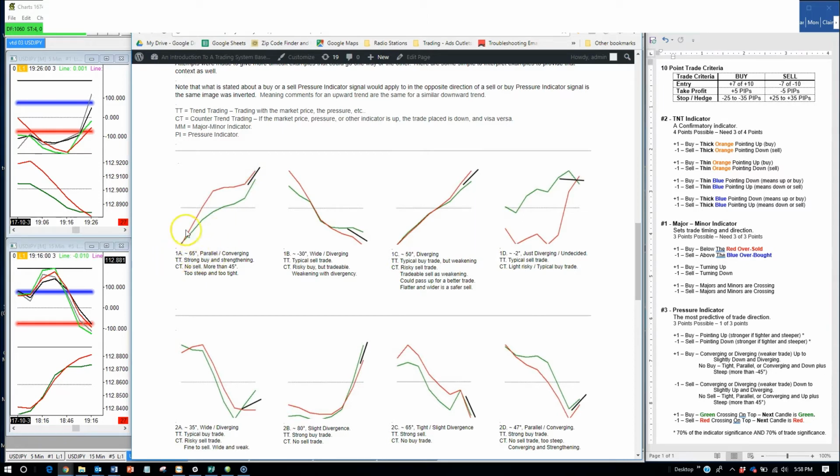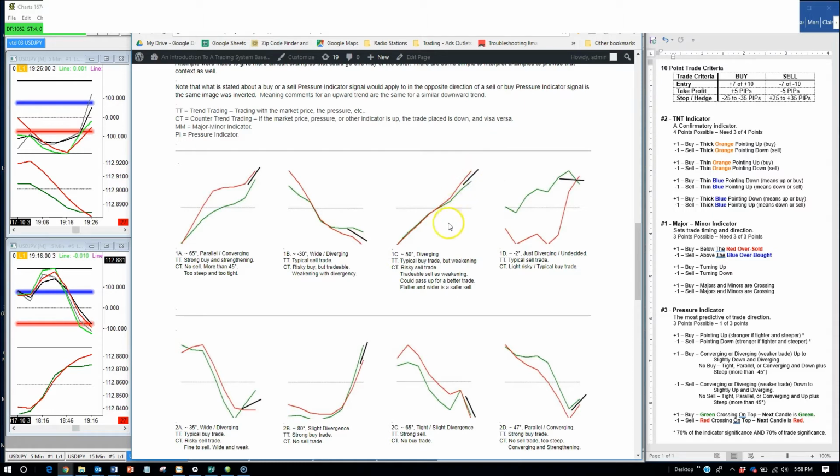The trend trade, trading with the trend is good. Counter trend trading is not possible here. Well, this one's only minus 30 degrees. It's widening, diverging, so it's weakening. So it would be a great sell. It'd be a little bit of a risky buy, but it is tradable because it's weakening and diverging. Here, this is 50 degrees, too steep.